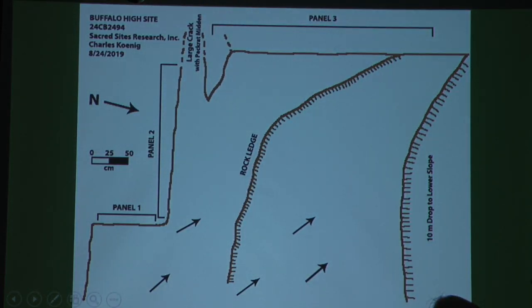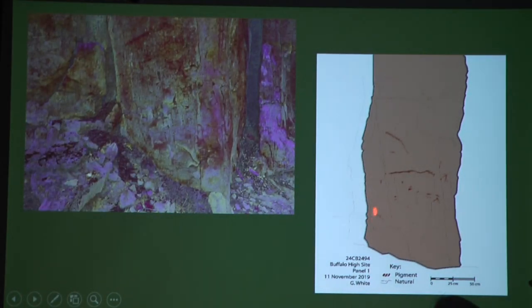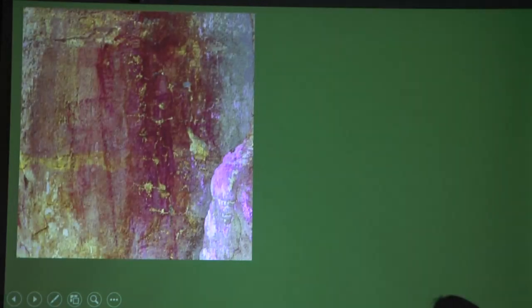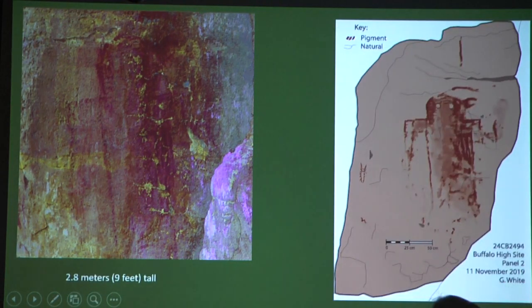We actually found 3 panels of rock art up there. 1, 2, and 3, that big panel on the end right there. Panel 1 was not much. You can see here's the drawing of it, just some red paint across the wall. Panel 2 was quite a bit more. You could see a really good sized figure there. And in fact, here's the drawing of him.